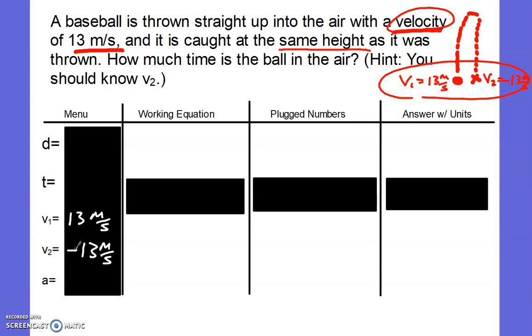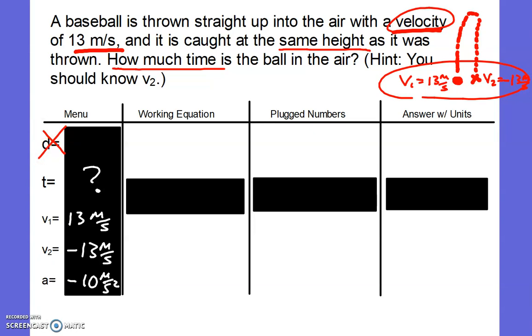Now we're always going to know three numbers, and the third number comes in the form of acceleration. Whenever an object is moving through the air, we know that the acceleration is negative 10 meters per second squared. Next, we want to write a question mark on what we're trying to find. It asks how much time the ball is in the air, so we are looking for t. That means that we don't want the letter D at all.